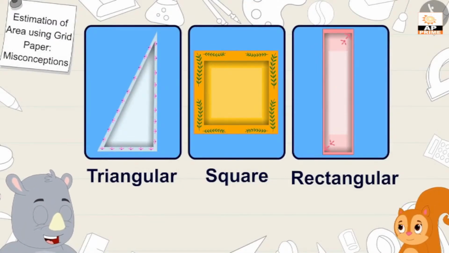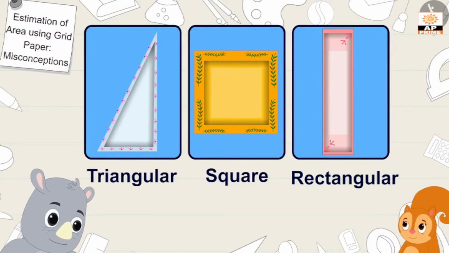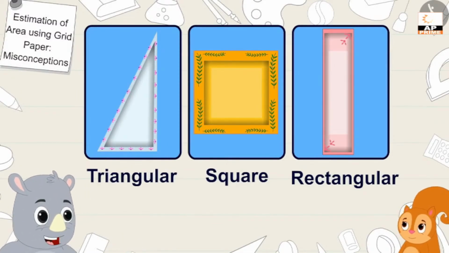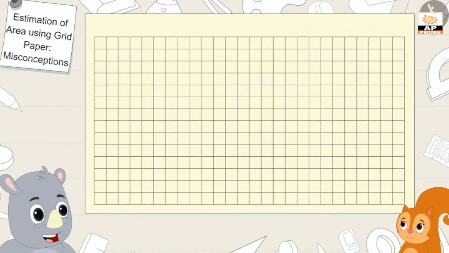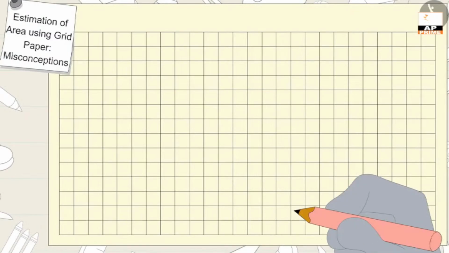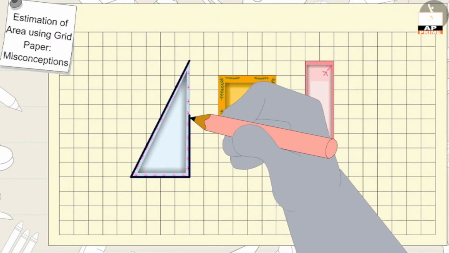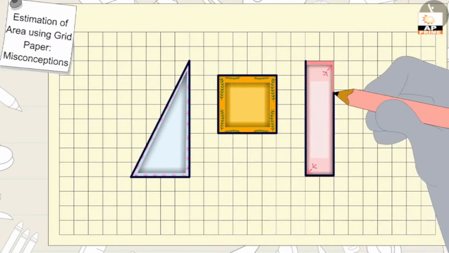Gaggu laughed and said, "No, Chanda, come, let me explain this to you using this grid paper." After saying this, Gaggu used a pencil to trace the outlines of the 3 plates onto the grid paper.